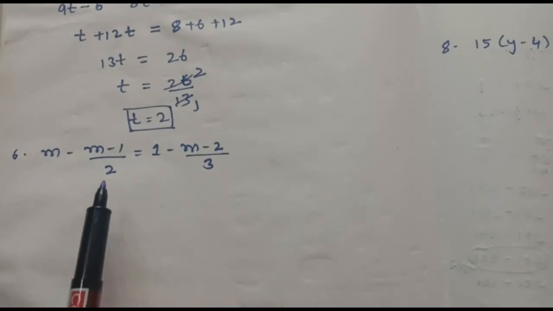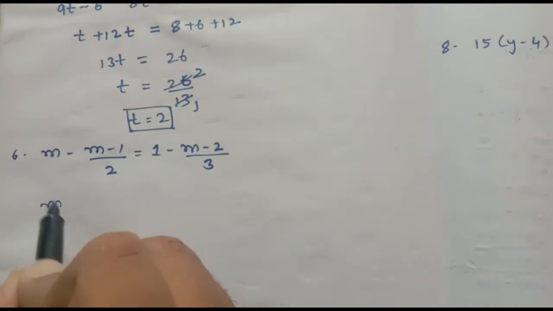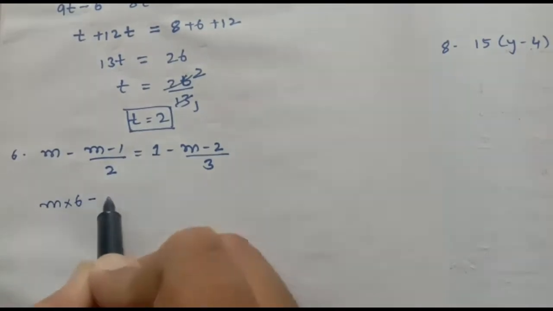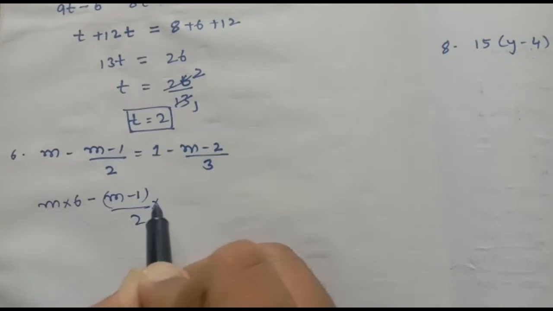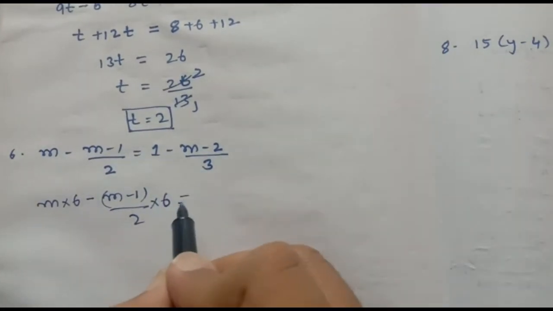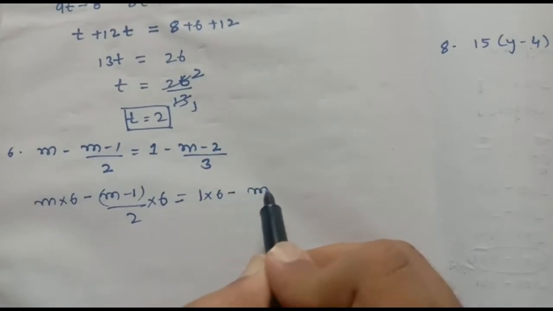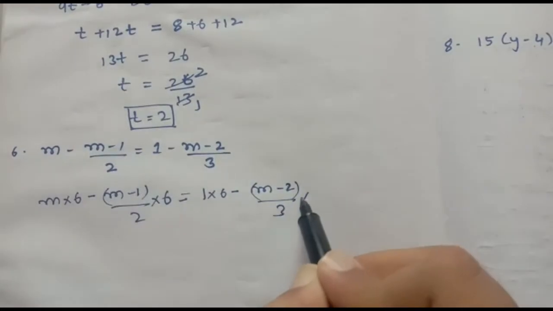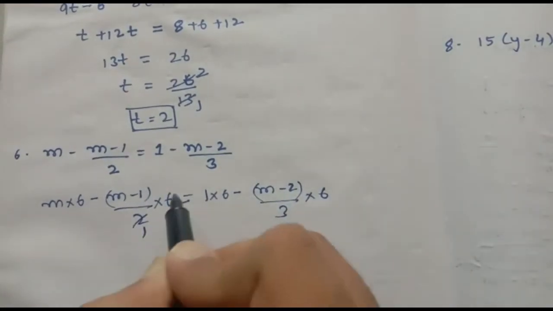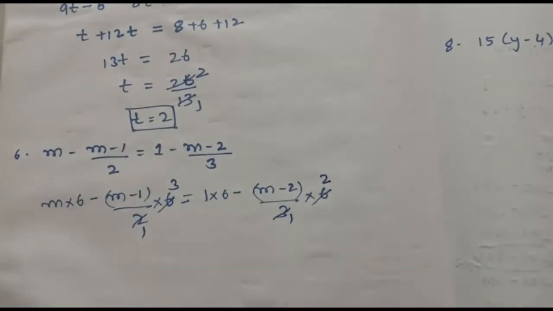The LCM of 2 and 3, these two denominators, is 6. We have to multiply 6 both sides. m into 6 minus m minus 1 divided by 2 into 6 is equal to 1 into 6 minus m minus 2 divided by 3 into 6. 2 ones are 2, 3s are 6, 3 ones are 3, 2s are 6.